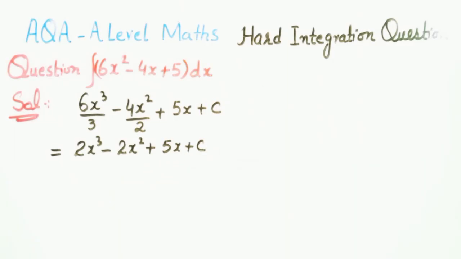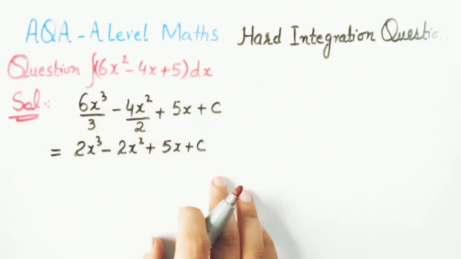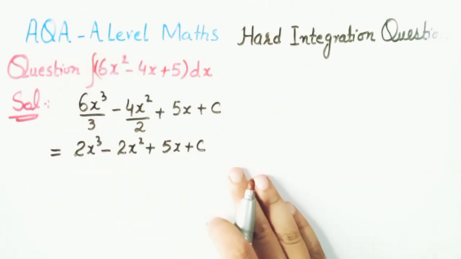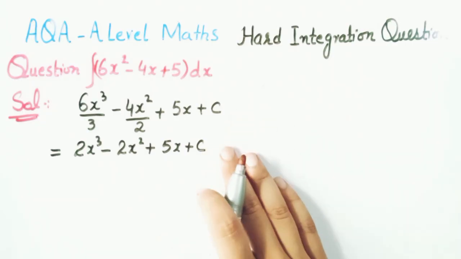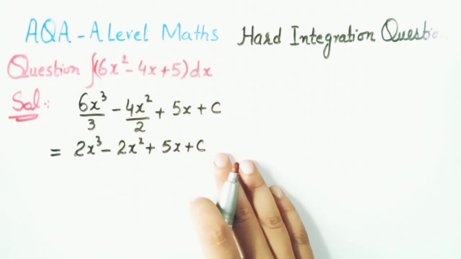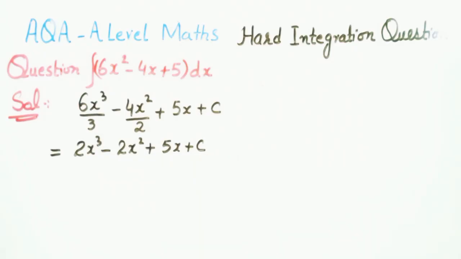So now we will solve another question. One thing you have to remember: if no limits are given in the integration, then you have to add c in the answer. If limits are given, then c is not needed, and you find the value using the limits. Now we will solve another interesting question.